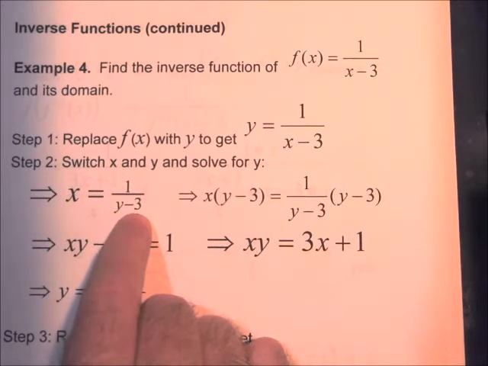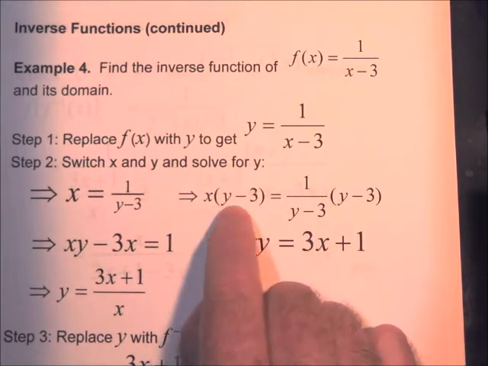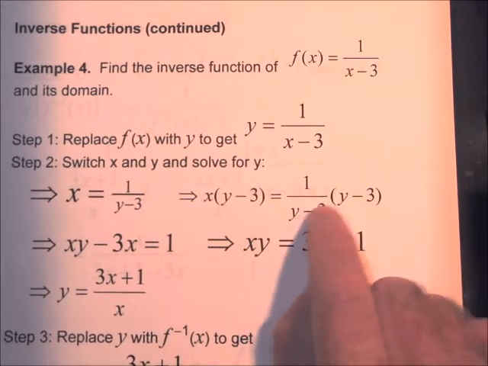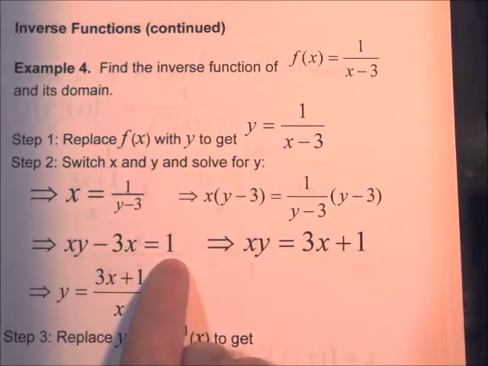And we want to isolate the y. First of all, we want to get y out of the denominator. So we multiply both sides by the denominator, y minus 3. On the right side, the y minus 3's will cancel, and we'll have 1. On the left side, we want to distribute the x, so we'll have xy minus 3x equals 1.